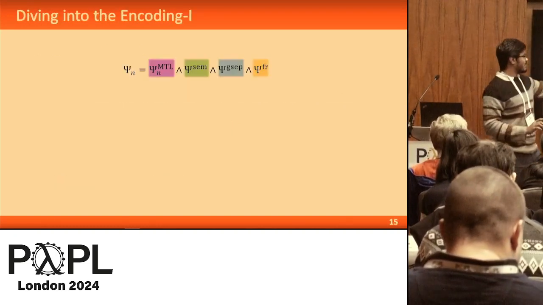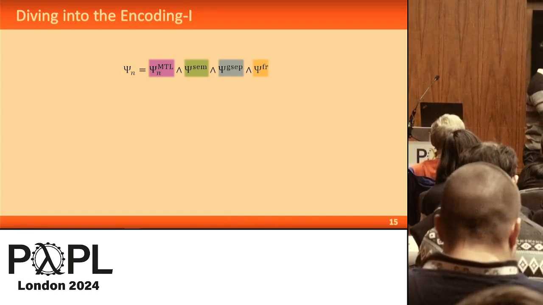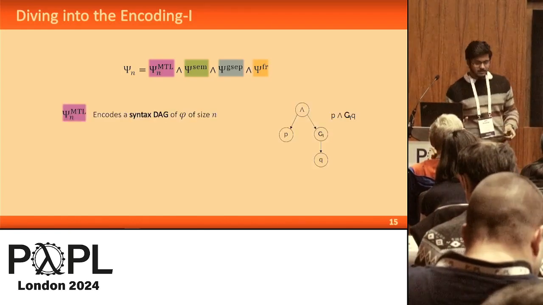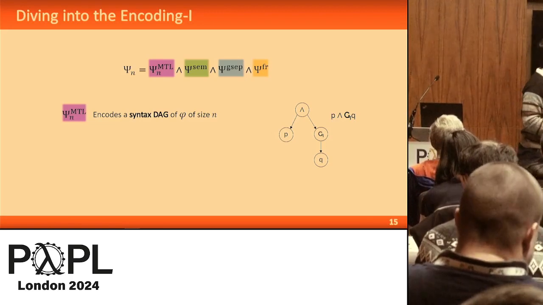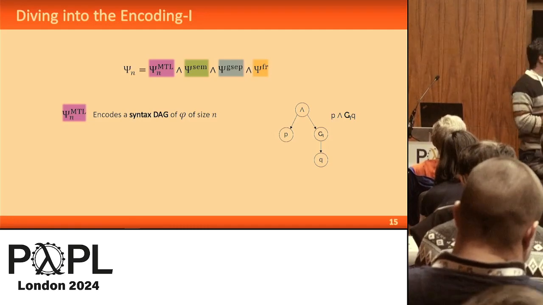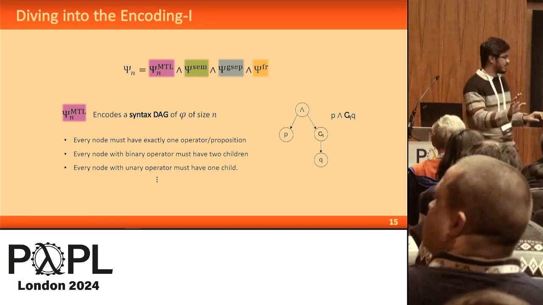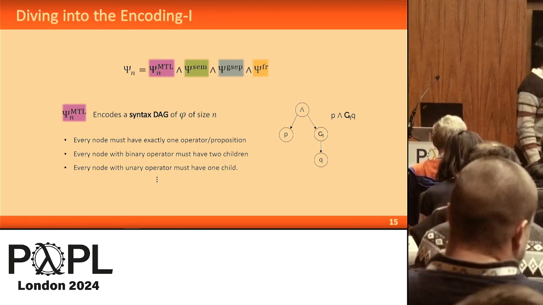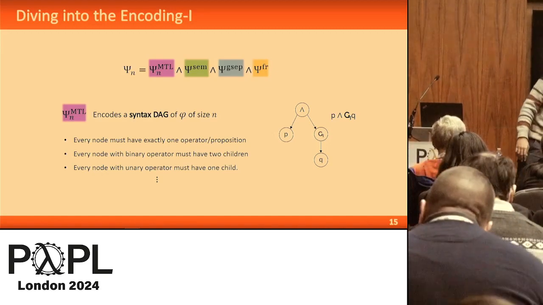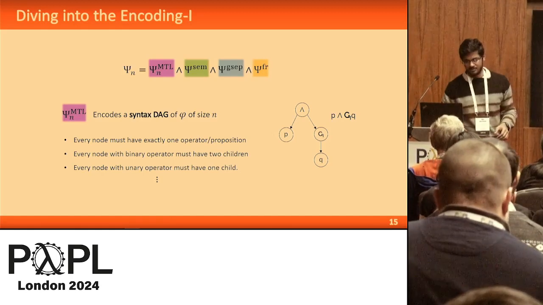Now this formula has four different subformulas which have different roles. I will very briefly explain them. The first part encodes the syntax tree of the formula of size n. The syntax tree is basically a tree-based representation of the MTL formula, and this part says simple properties of the syntax tree, such as every node should have one operator or proposition, a binary operator should have two children, a unary operator one child, and so on, like basic properties of a syntax tree.